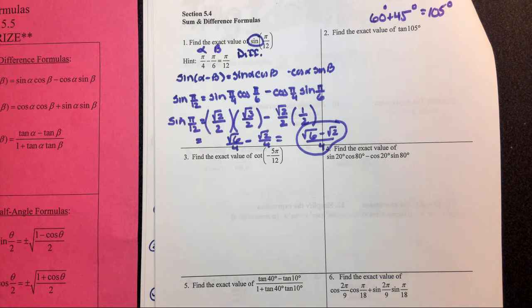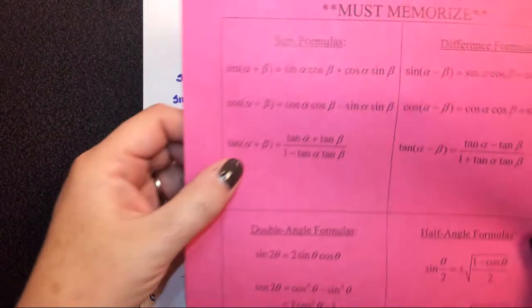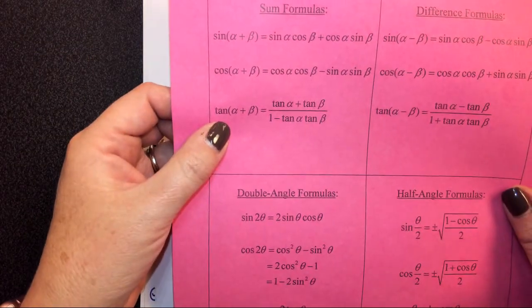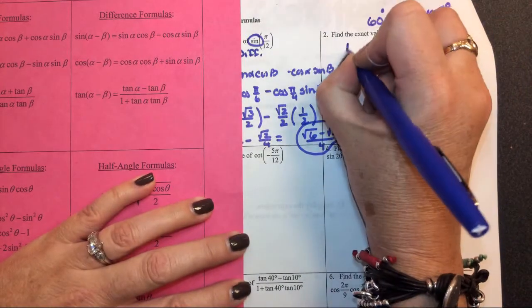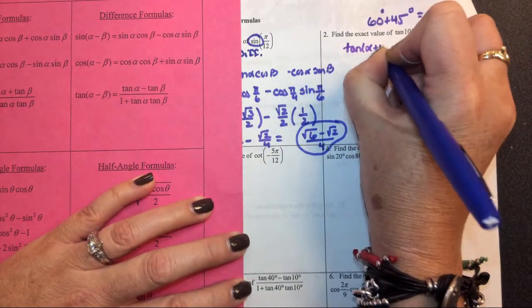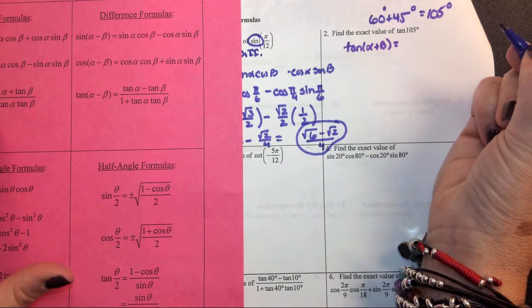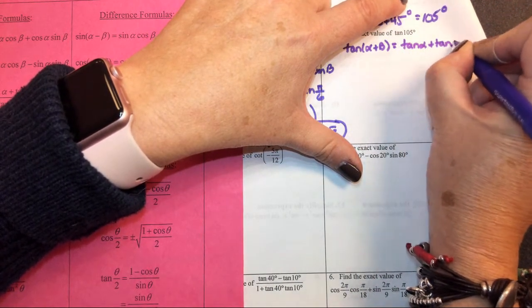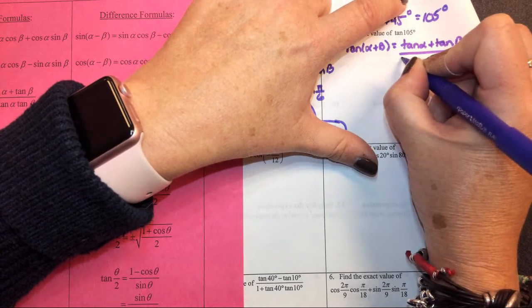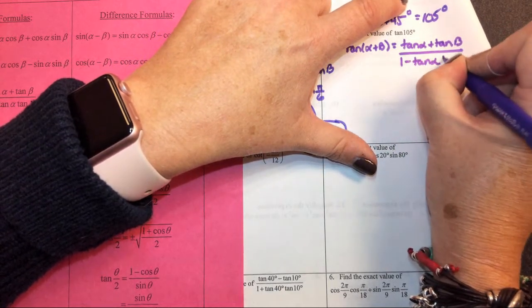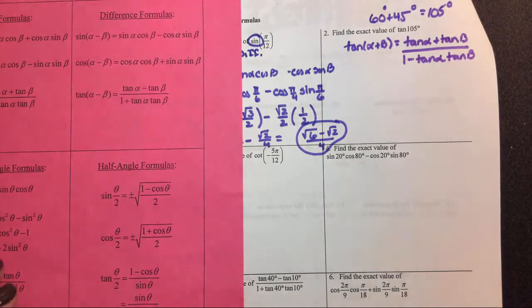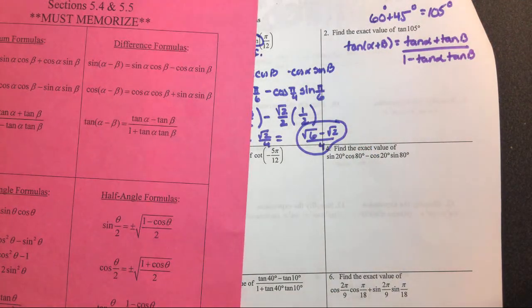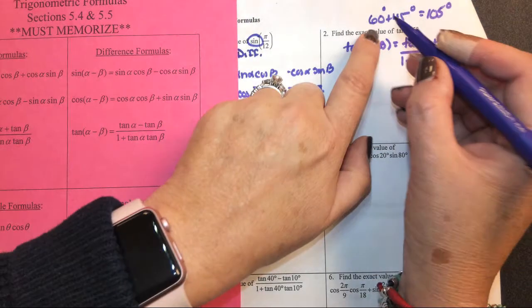Okay? So now I need to go on my formula sheet. I need to find my tangent sum formula. So tangent of alpha plus beta. And again, I'm just going to copy the formula right from my formula sheet. Is tangent alpha plus tangent beta all over 1 minus tangent alpha tangent beta. Because you're going to do them and write them down enough that they're going to become second nature to you when you do your homework. You will.